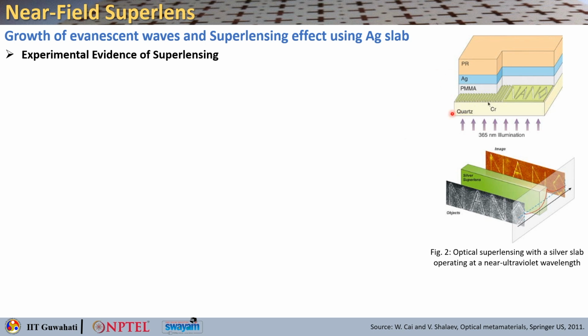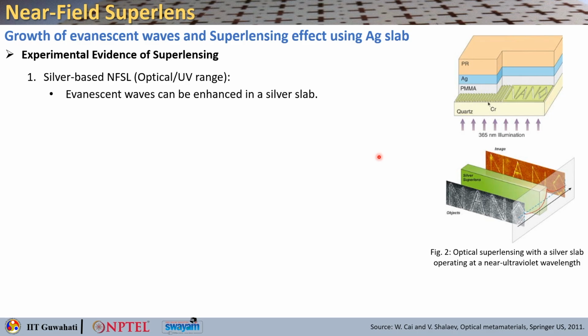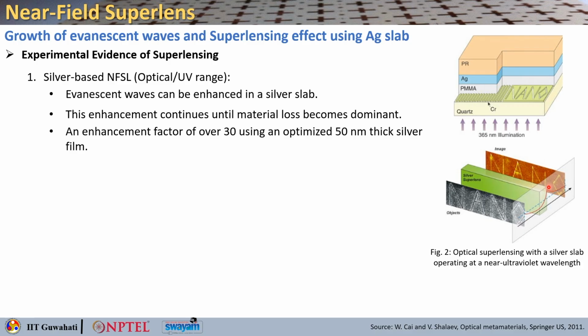Here, the main factor that is working is the growth of evanescent waves, and that is giving the super lensing effect because of this silver slab. People have done experiments to evidence this super lensing. They have done this silver based near field super lensing in the optical or the UV range. Here you can see that the evanescent waves are basically enhanced by this silver slab, and this enhancement continues until the material loss becomes dominant, right.